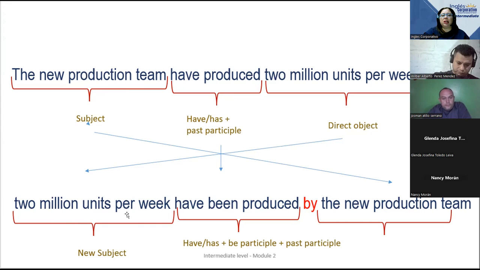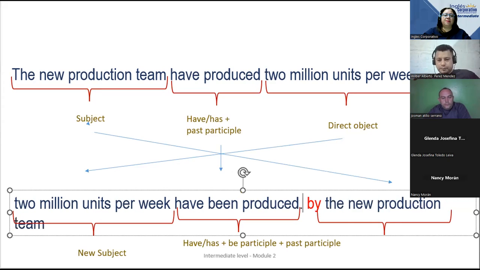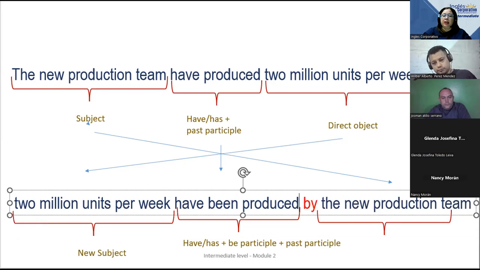Okay, then we have, for example, 2 million units per week. To form the passive voice, we add the verb be in the past participle form. So we will say have been produced. Then we can or can't add the doer, the person, the subject who is doing the action. It's optional. You can place it, you can not, okay? By the new production team. I can stop right here and it's okay. 2 million units per week have been produced. But if I want to mention who has been producing this, then it will be by the new production team. So this is the passive voice.